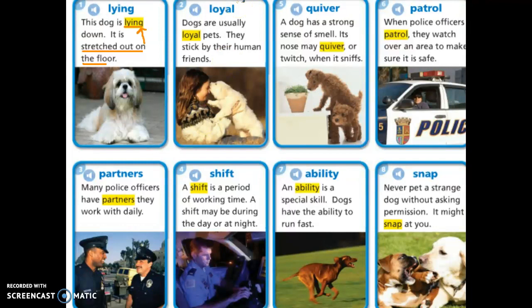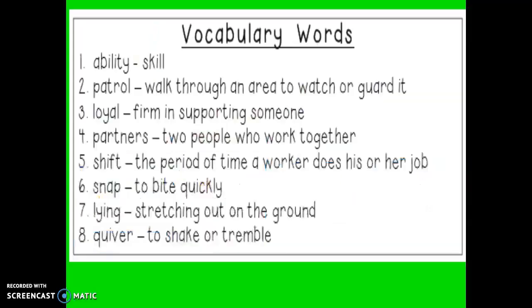Loyal is our second word. Dogs are usually loyal pets. They stick by their human friends. Okay, so the words stick by here. If you stick by someone, that means you're loyal. Okay, so those are clues. Loyal means sticking by someone. The actual definition we're going to be learning is loyal is firm in supporting someone. So to stick by someone or support them always. Loyal.